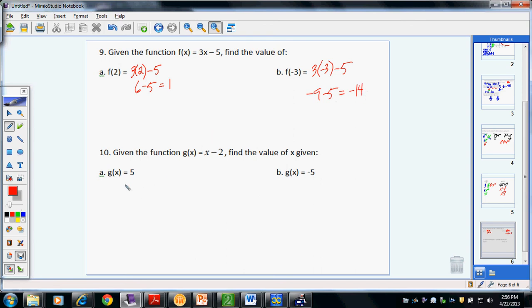Alright. This is stating, well, if my g of x equals 5, what does x equal? Okay, so see the difference. Here we're replacing the x. Here we're replacing the g of x. So in this case, I'm going to have g of x is equal to 5.